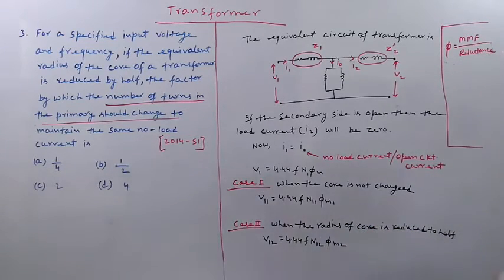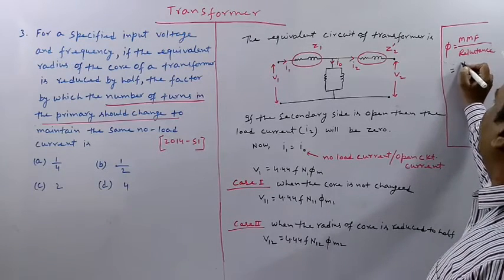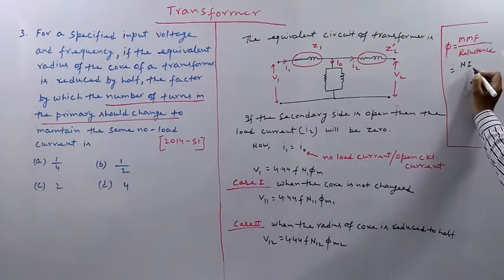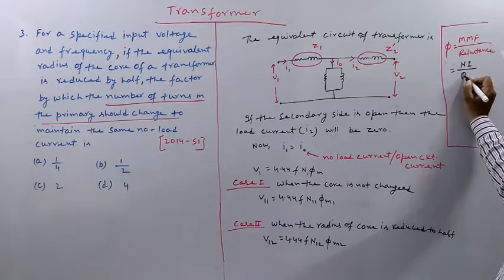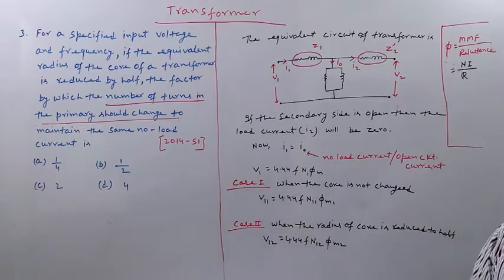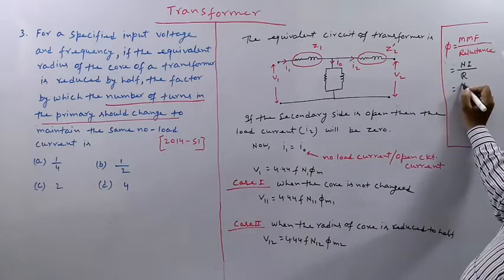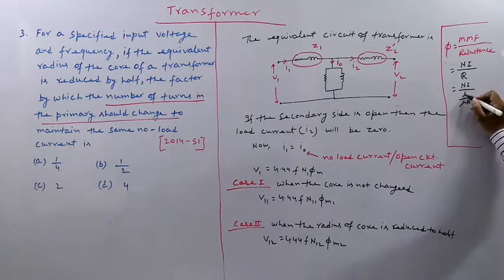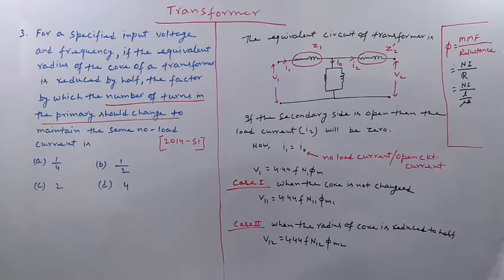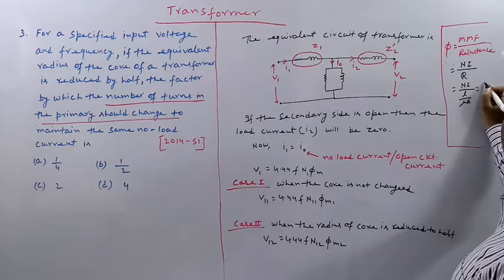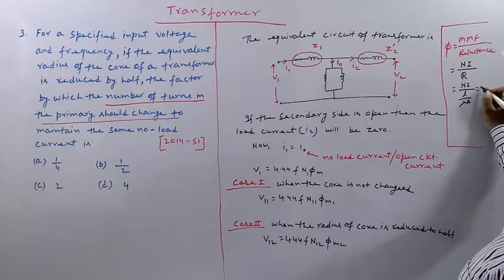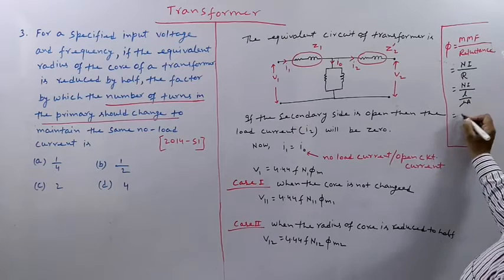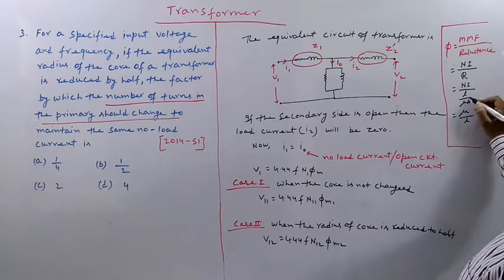And what is the value of MMF? It is equal to Ni, where N is the number of turns and I is the current flowing in the coil, divided by the reluctance, which is denoted by R. The value of reluctance R is L by mu A, where L is the length of the magnetic core, mu is the permeability of that core and A is the cross-sectional area of that core. So it will be mu by L times N i A.